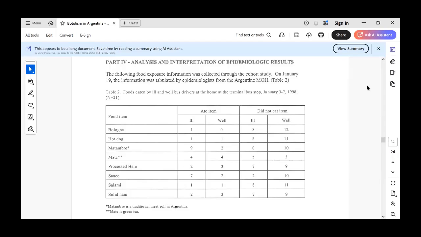Right. So persons who ate sauce are 4.6, or almost 5 times, at risk of botulism compared to those who did not eat the sauce. Don't forget the comparison. And the association was statistically significant. So we have a significant association between sauce and matambre with botulism.